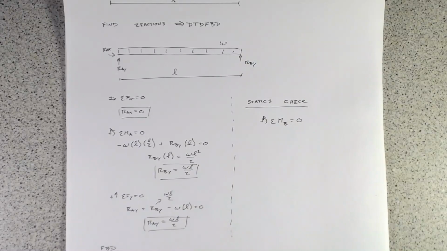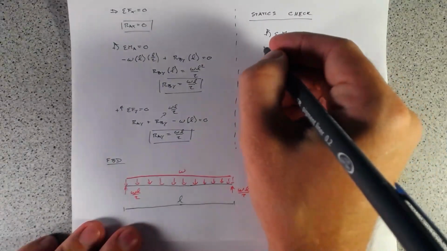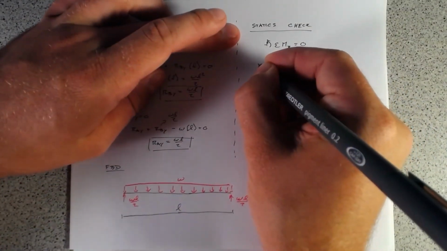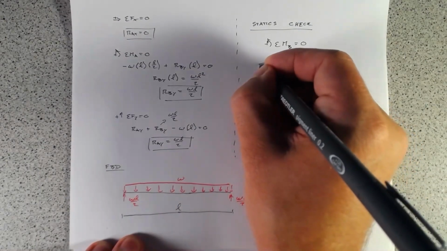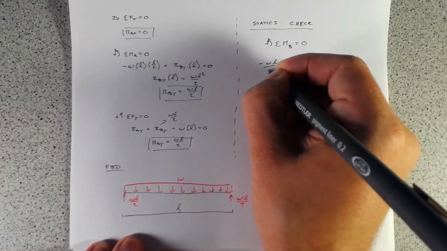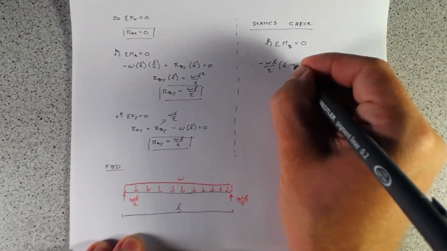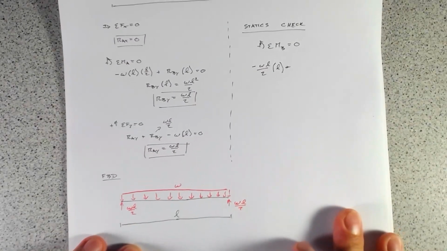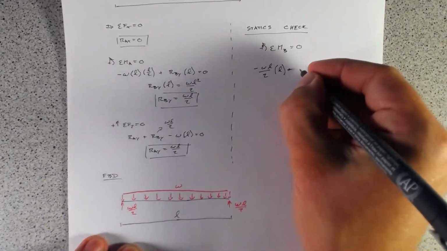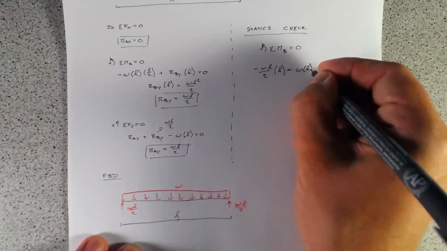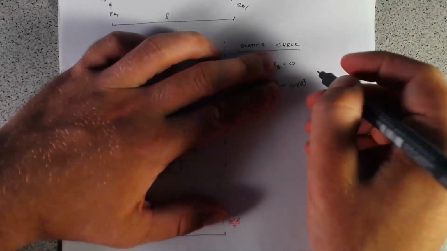We have the reaction at A, which we know is WL over 2. So we'll do, and that is going in the clockwise fashion, minus WL over 2 times L, plus this force W times L, and the resultant of that is acting at L over 2.